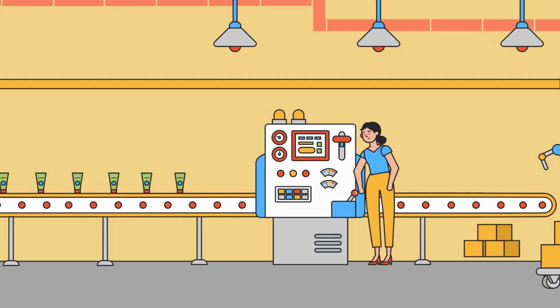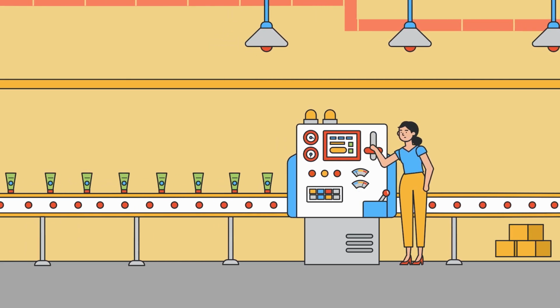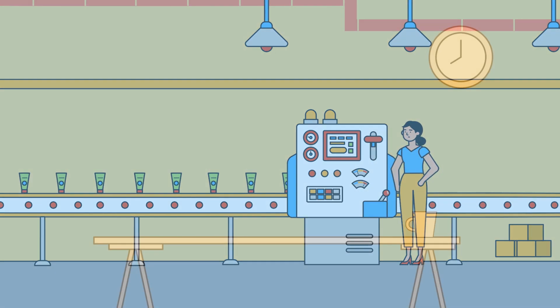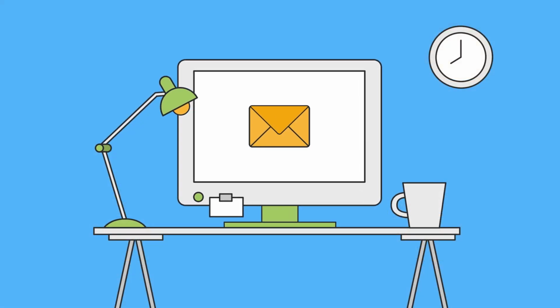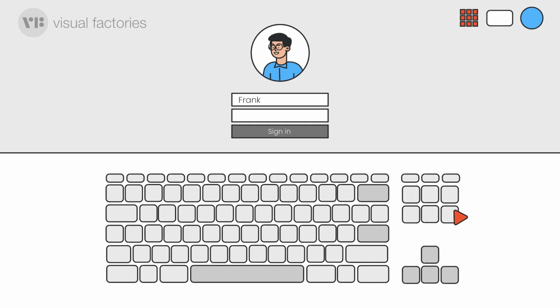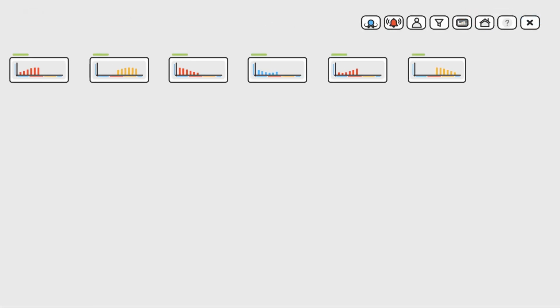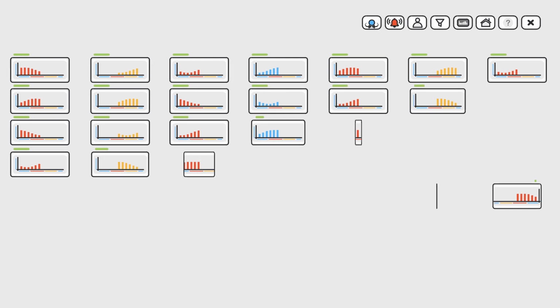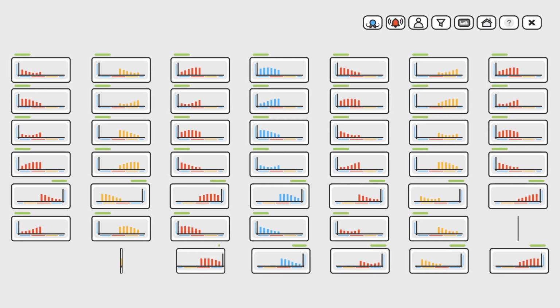Frank needs a tool that will help him get a better handle on what's happening day to day on the factory floor. He could then make sure everyone knows of any important developments that would impact their work. Someone told Frank about Visual Factory's simple-to-use, plug-and-play solution that gives factory managers a visual picture of what's happening day to day on the factory floor.